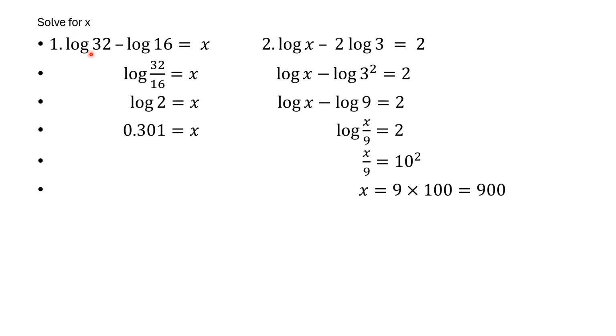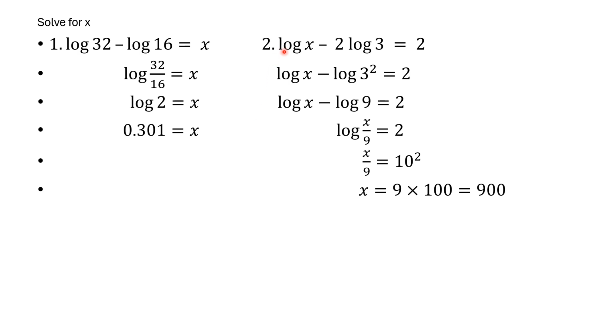Solve for x: log 32 minus log 16 equals x. Now there the base is 10, base 10. So dealing with the same log, I can write this as log 32 divided by 16. Remember, minus represents division, or it looks like division. So that becomes log 32 divided by 16 equals x. So 32 divided by 16 gives me log 2. So in short, x equals log 2. And if we want the answer, punch in a calculator, log 2, 0,301. So x equals 0,301.